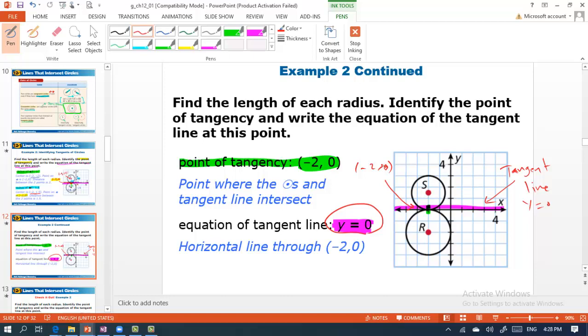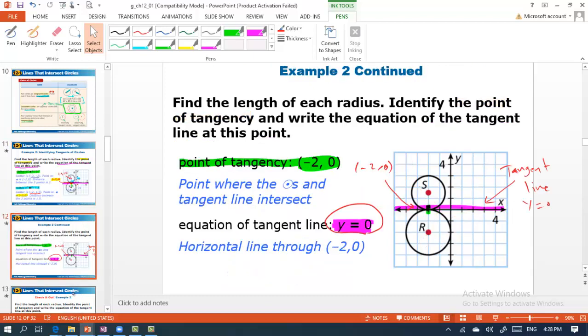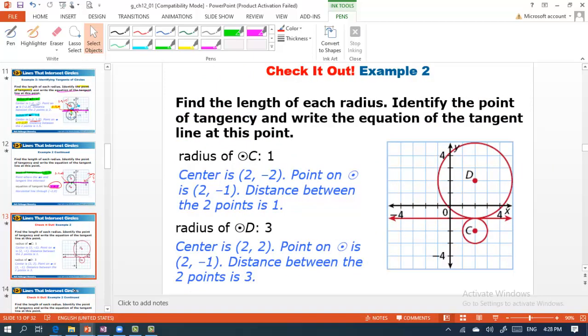By this we have satisfied all the requirements of this question for these two slides. We have found the measure of the radii for both. Then we have found the point of tangency between them, -2, 0. And then we have found the equation of the tangent line, which is y equals 0 in this slide as well. Hope it's understood. Now let us go for the next example.